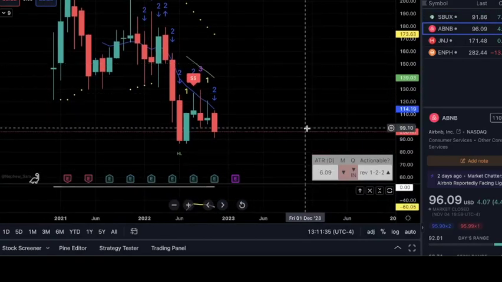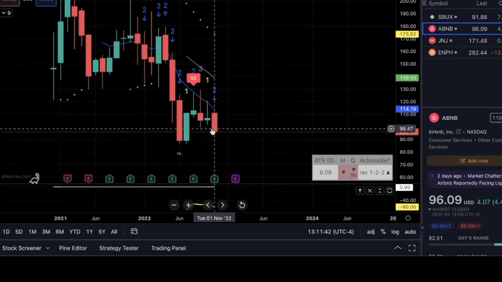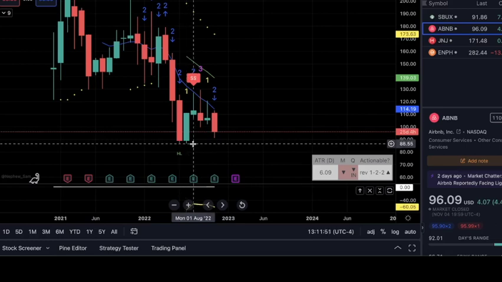Airbnb, I don't remember if they beat or not, but they did have earnings and they fell. So this is still in force on the month, and that is the magnitude. So it could get to, is this 86.55?